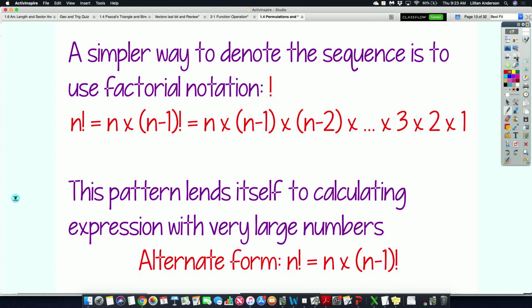So when you see n factorial, n represents some integer, some number, okay? Then basically what you're doing is you are multiplying that number times 1 less, times 2 less, times 3 less, all the way till you're getting down to just 2 times 1, okay? This pattern allows you to calculate expressions with very large numbers, okay? And this, again, is known as factorial notation.